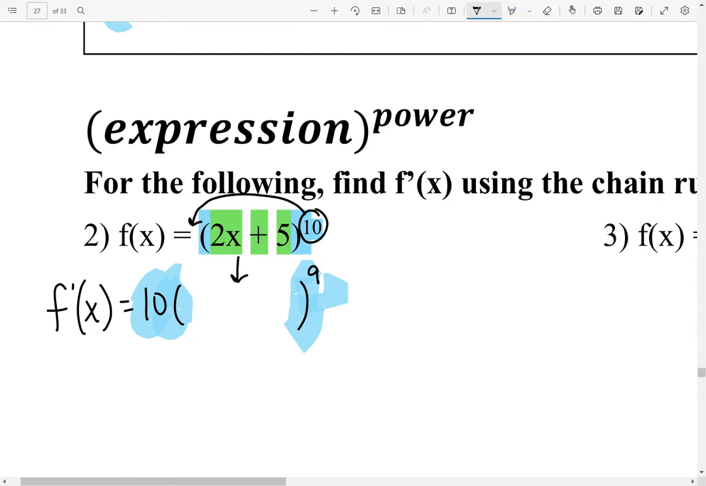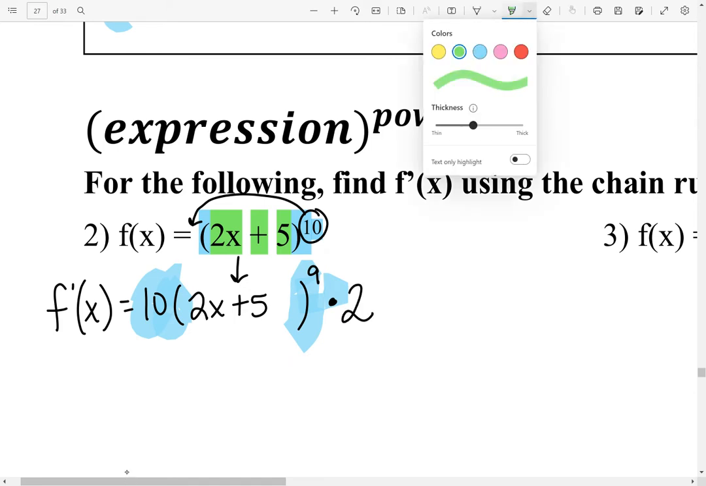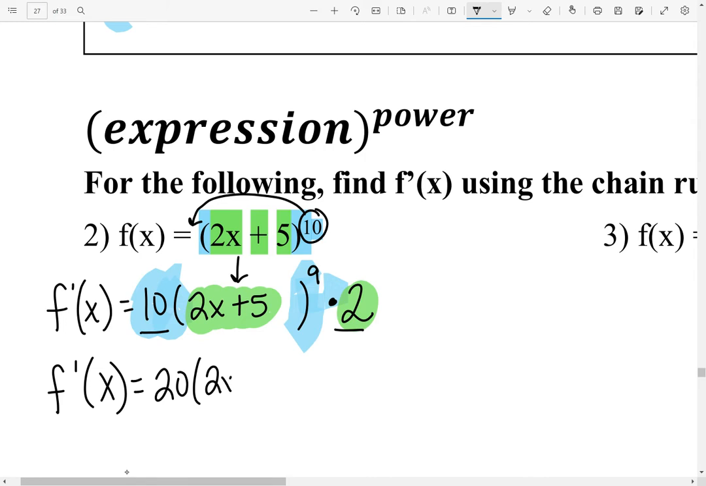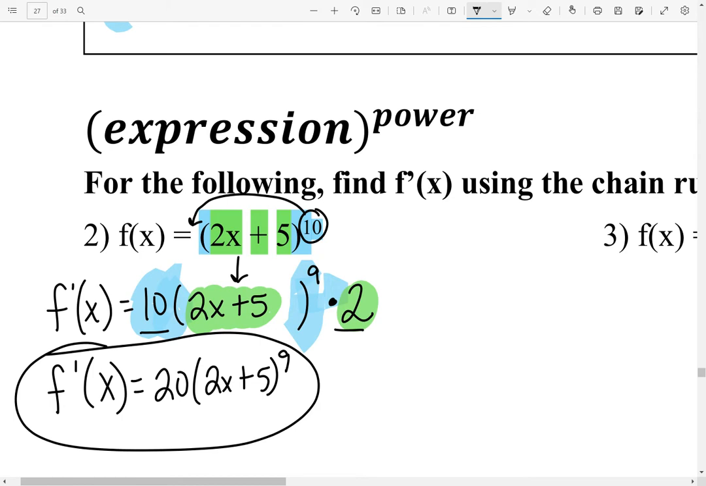Then I just bring down the 2x plus 5. And then I multiply by the derivative of the inside function. So the derivative of 2x plus 5 is 2. And then I'll simplify my whole thing. I can't multiply the 2x plus 5 to the 9th because order of operations says you need to multiply 2x plus 5 nine times before I multiply it by the 10 or the 2. But I can multiply the 10 and the 2 together to get 20 times 2x plus 5 to the 9th power. And there's my derivative.